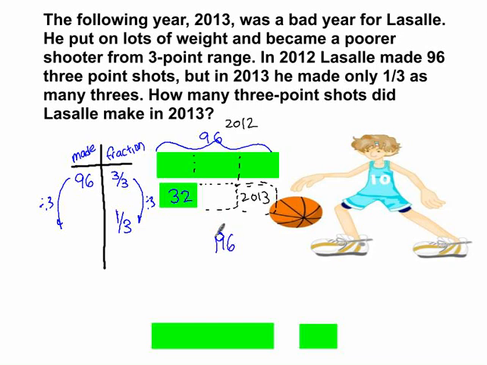And you could just check that. There's 0 remaining. 32. So he made 32 shots. 32 three-point field goals instead of 96, so that he had a really big drop-off, and his point total probably went way down.